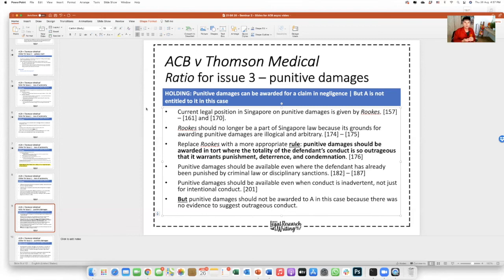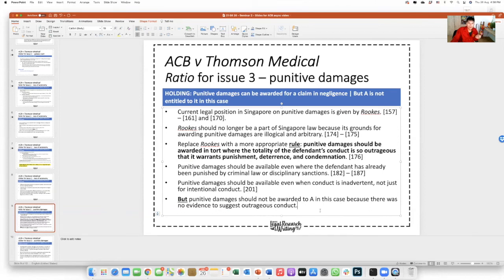So this whole discussion about Rooks is exactly what led the court to decide that, going forward, punitive damages can be awarded because Rooks is bad law. We need to replace this bad position. Therefore, let's set up this new test to allow punitive damages to be awarded in future. So I would say that this entire line of reasoning would be ratio. These parts here are also ratio because they directly explain to you the situations in which punitive damages can be awarded down the road.